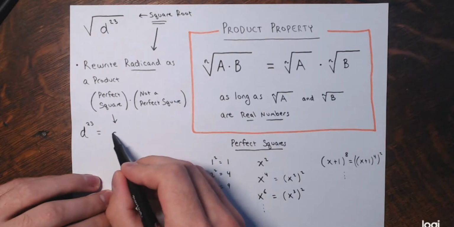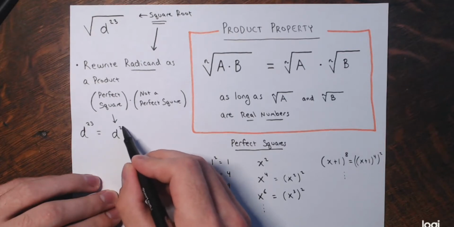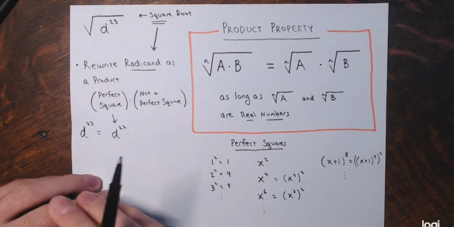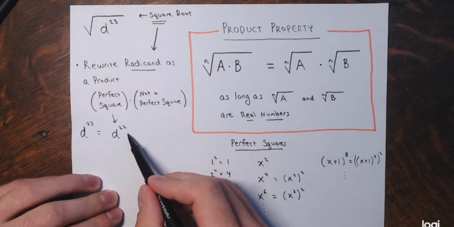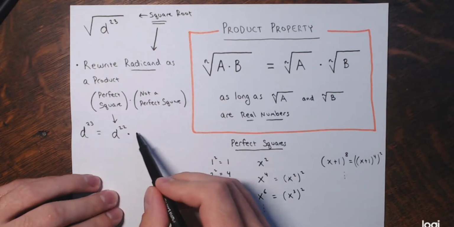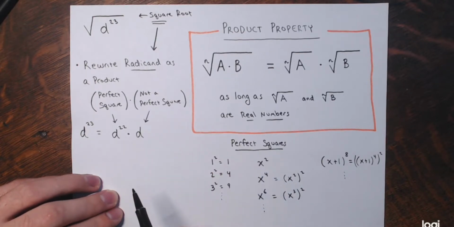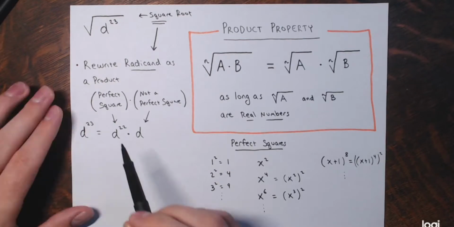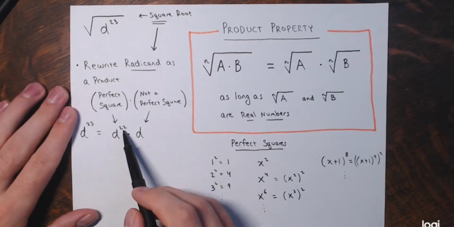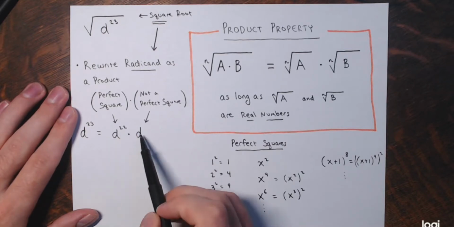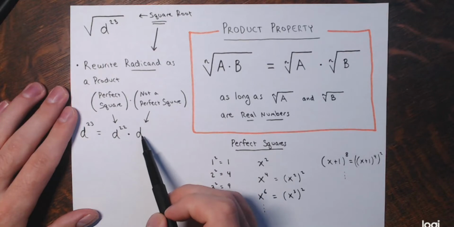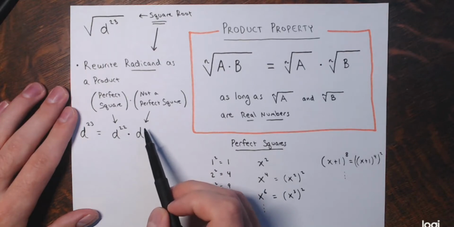The largest perfect square that goes into d to the 23rd would be d to the 22nd. And then all that's left over is a factor of d to the first. There's your not perfect square, d to some power that's not even. So I have a perfect square, d to the 22nd, which is d to the 11th squared, times a not perfect square, just d to the first, d to an odd power.